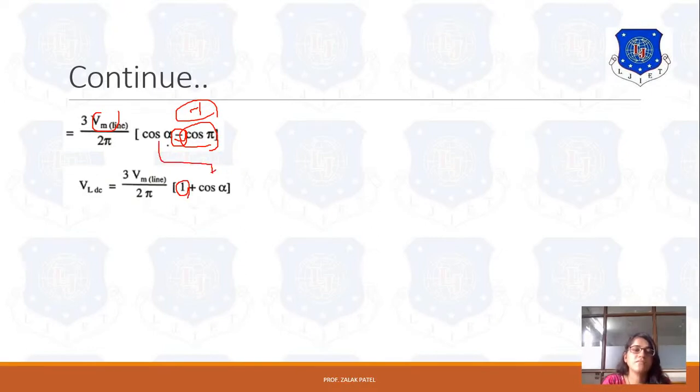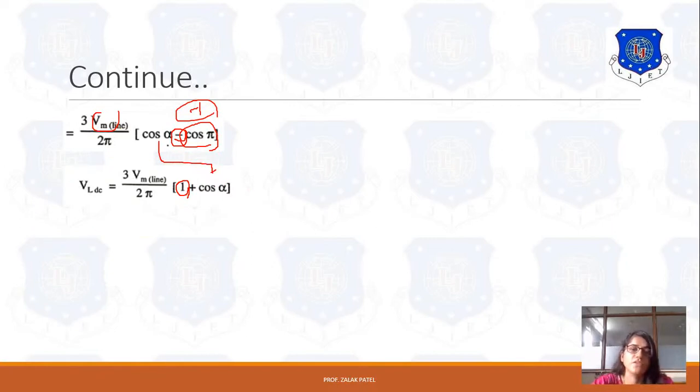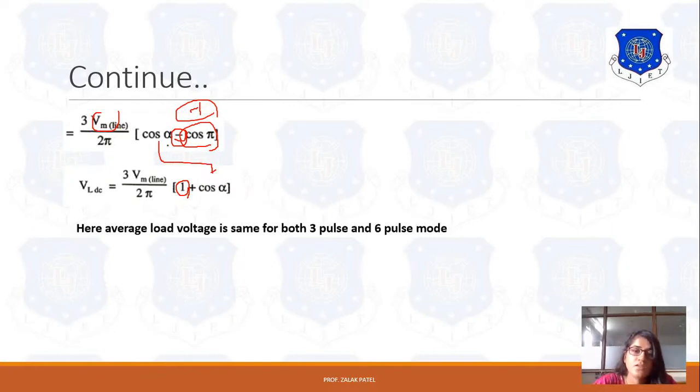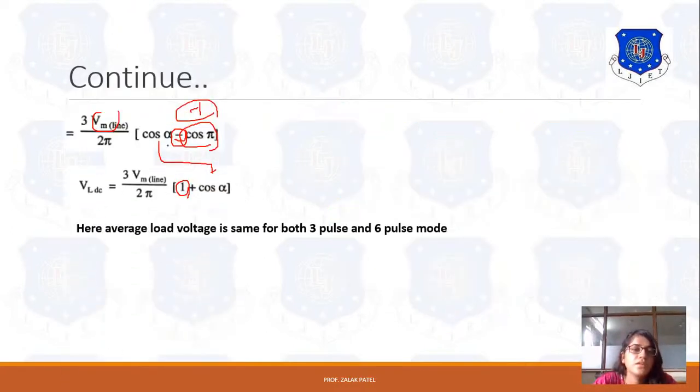So the VLDC will become equal to 3 Vm upon 2 pi into 1 plus cos alpha. So this is the final average load voltage value that you can calculate from this. Here average load voltage is the same for 3 pulse as well as 6 pulse. So we calculated this for the 3 pulse case. You can also take the case of 6 pulse and calculate the VLDC. The answer for both is the same, this value 3 Vm upon 2 pi into 1 plus cos alpha.